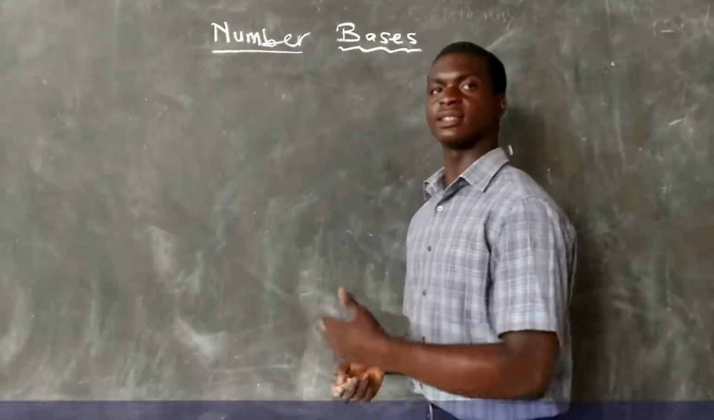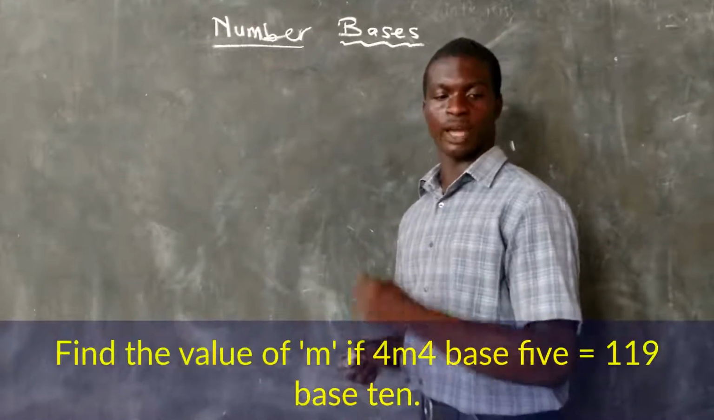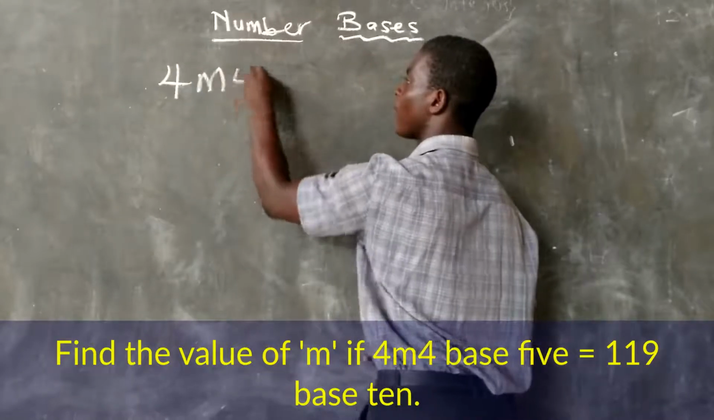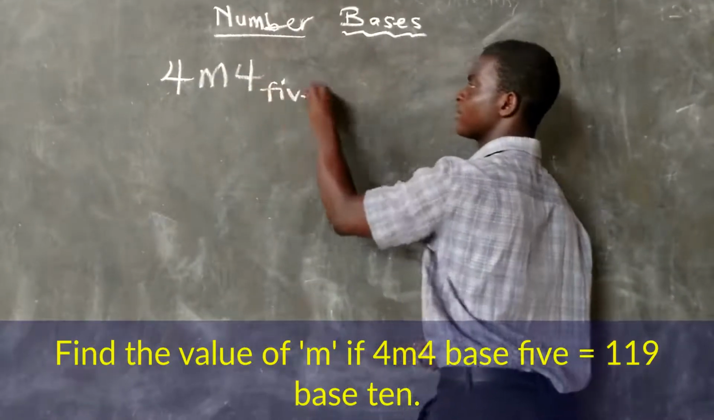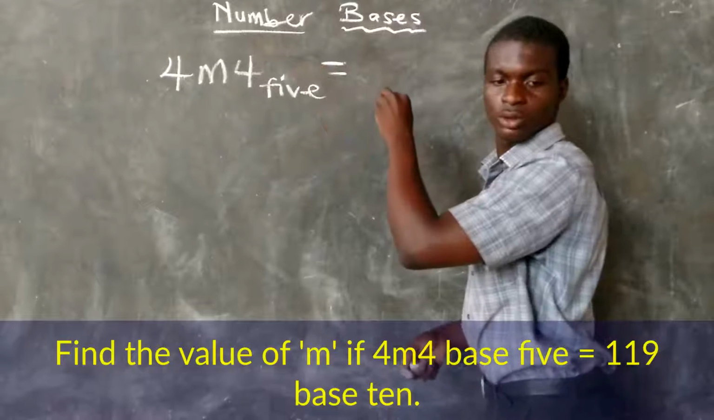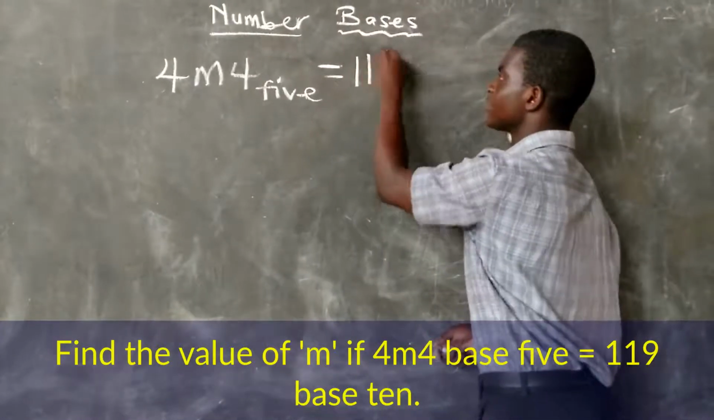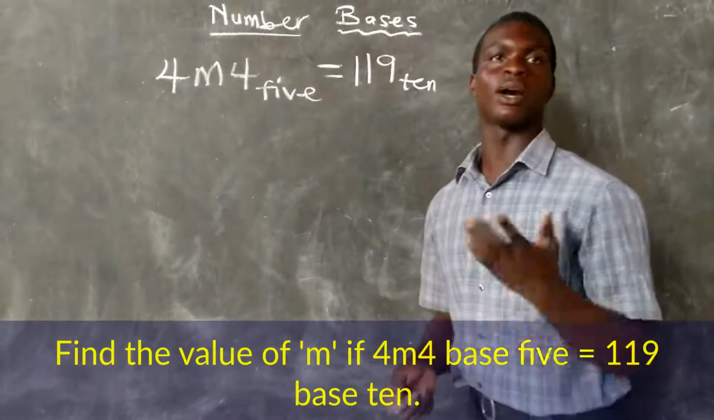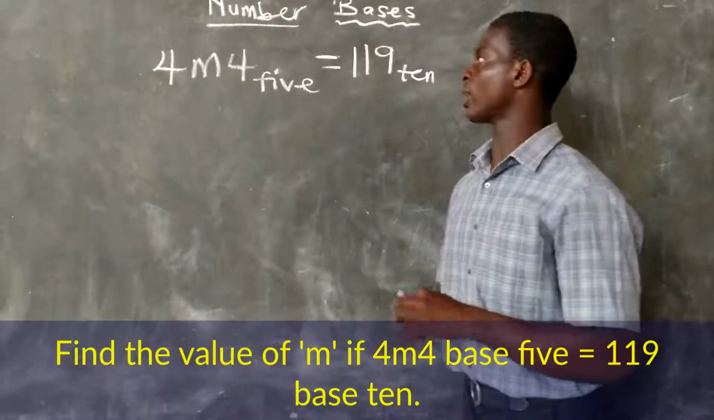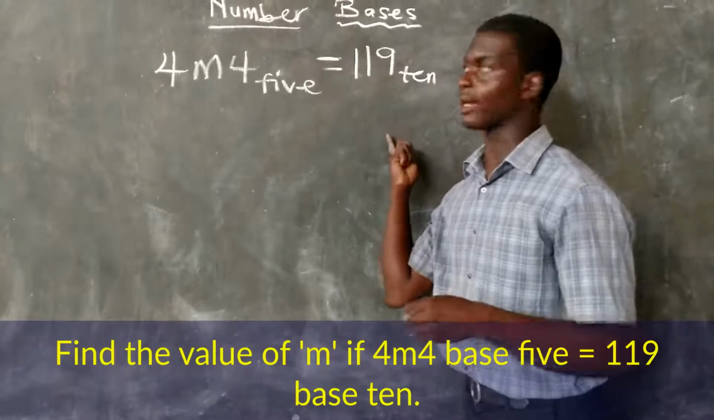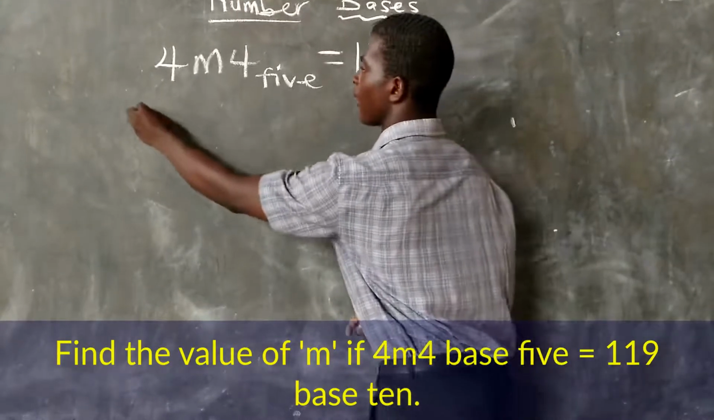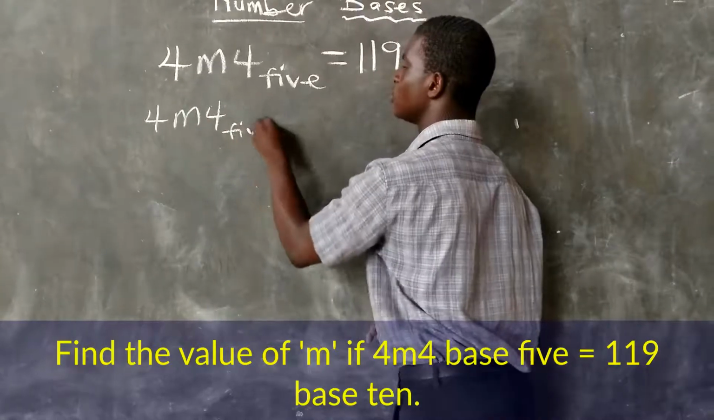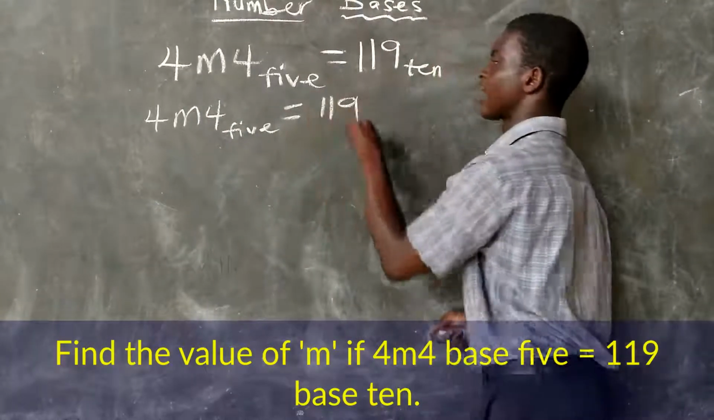And the next question says, find the value of m if 4m4 base 5 equals 119 base 10. We all know that numbers written in their raw state are in base 10. And so we can write 119 base 10 as 119. And so we have 4m4 base 5 to be equal to 119.